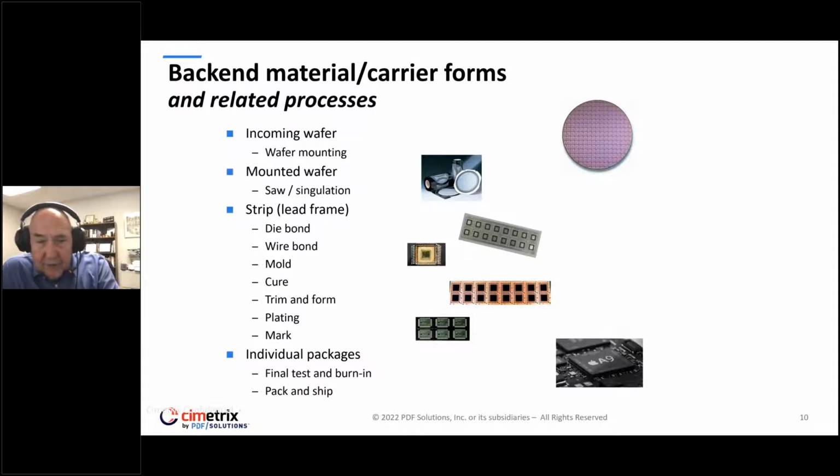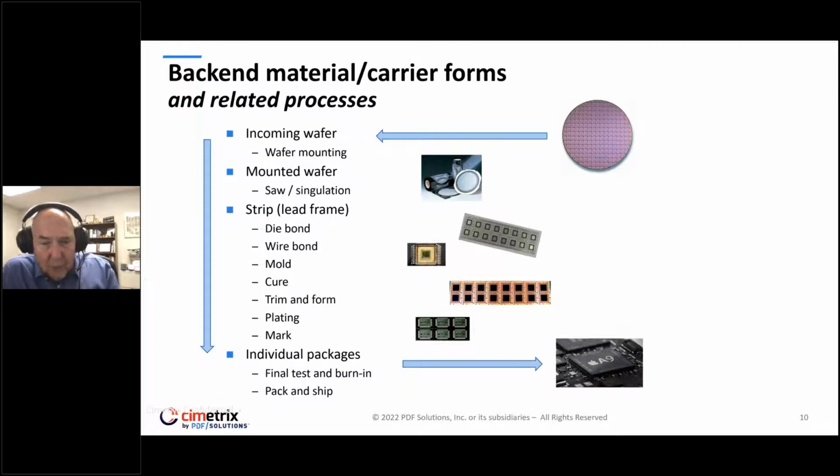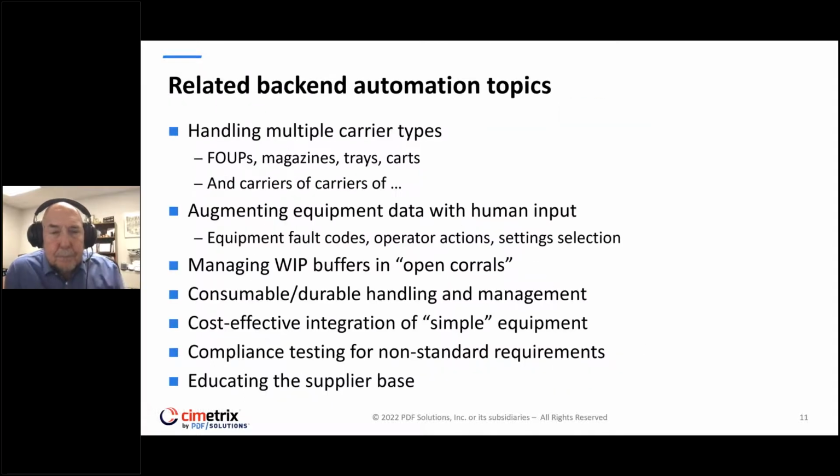All right, I talked about material transformations. Of course, the output of the front end is the input to the back end. So you've got a patterned wafer that goes mounted onto a frame that is then sawn into individual devices on that Mylar frame and then picked off and put into a strip or a lead frame. And then a number of processes deal with that lead frame. And then finally, those are separated out, cut and formed into individual packages. And so there's at least 3 material transformations that go on from an incoming wafer to the final chip.